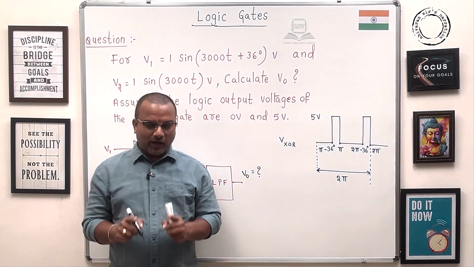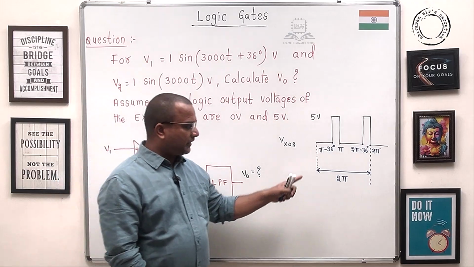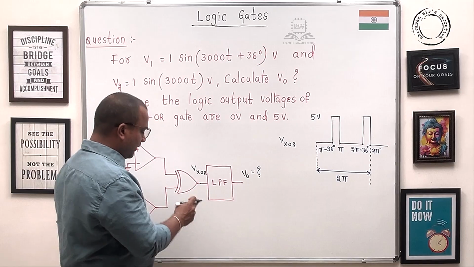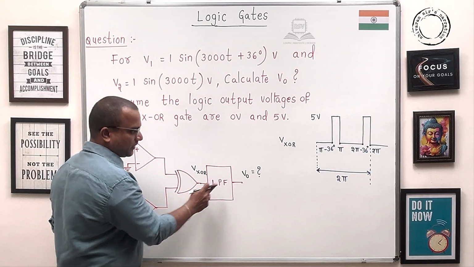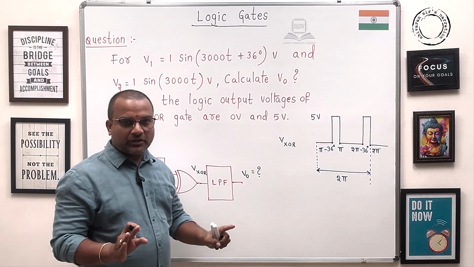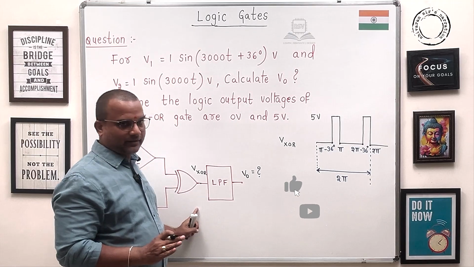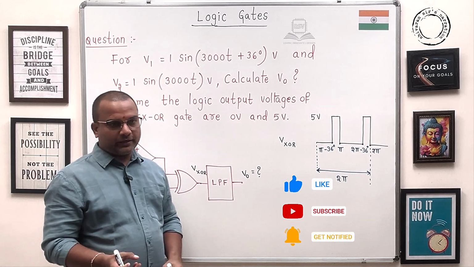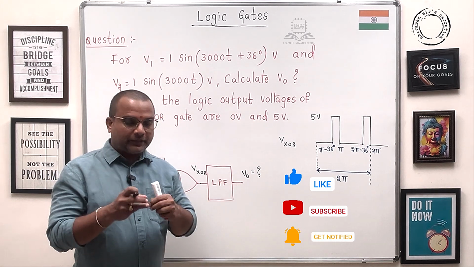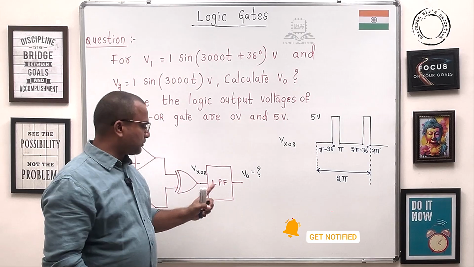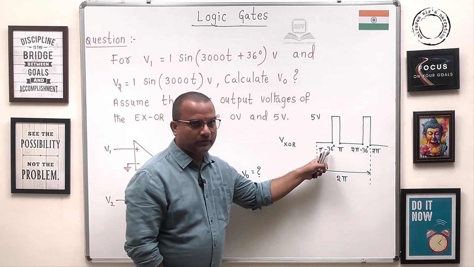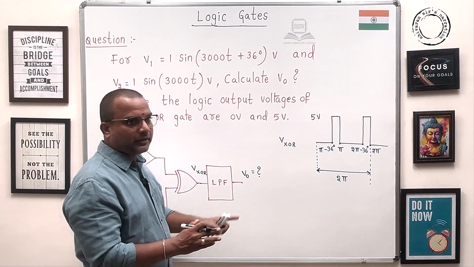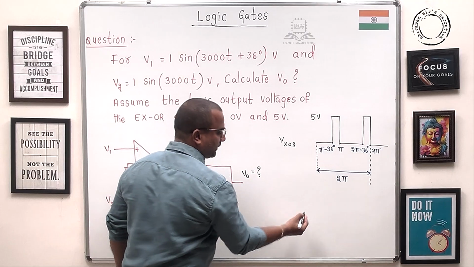Welcome back. Now guys, we understood how we got this output waveform. This is the output waveform of a XOR gate, VXOR. They are not asking you to draw the output waveform of the XOR gate. They are asking us what is the value of V0. I have told you already the low pass filter determines the average value of its input signal. Then what is the average value? Area by period. The total period, if you see the graph, is 2 pi.